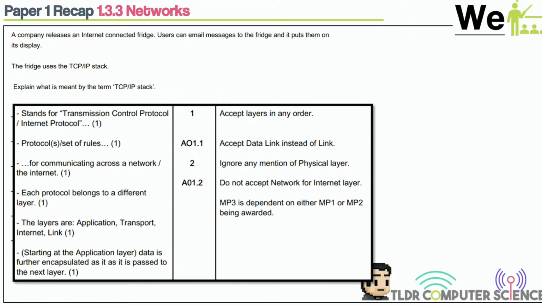I've managed to balls this one up a little bit. So there's another question on the TCP IP stack. What is meant by the TCP IP stack? Well, you get a mark for saying it's the Transmission Control Protocol / Internet Protocol. You get a mark for saying a protocol is a set of rules for governing communication across the network, that each protocol belongs to a different layer and what the names of the layers are, and the data is encapsulated as it's passed to the next layer.